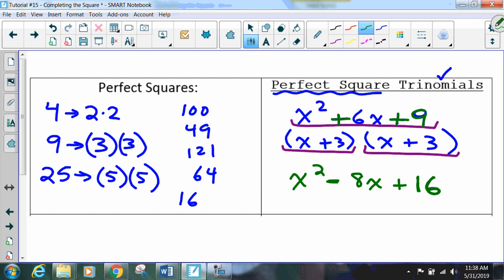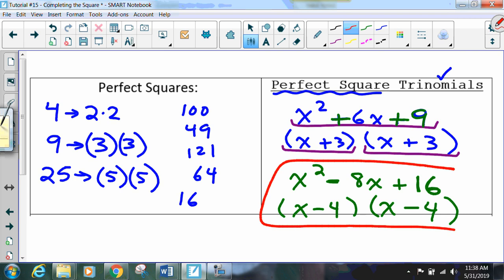All right, so here we go. How are we going to factor this? Well, we're going to think of two numbers that multiply to equal 16, but add up to equal negative 8. So that's right, we're going to do negative 4, right? Negative 4 times negative 4 is positive 16, and negative 4 plus negative 4 is negative 8. So that's why this, too, is a perfect square trinomial because it can be rewritten as something times itself.